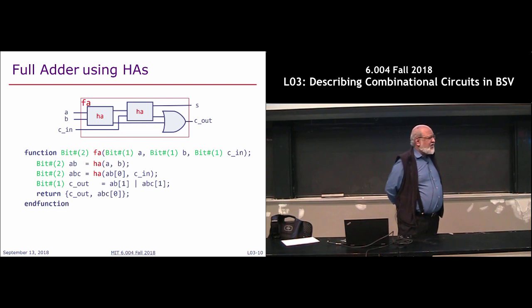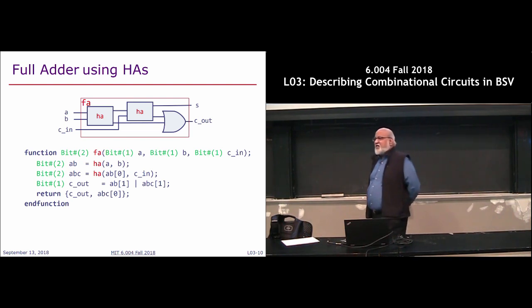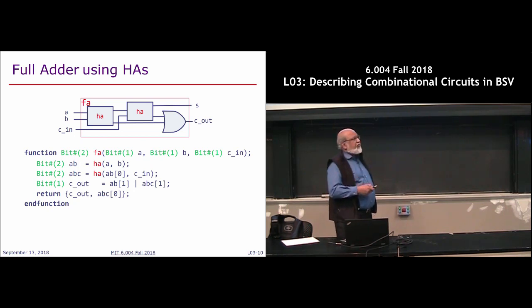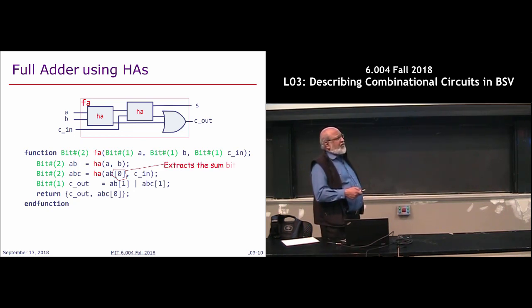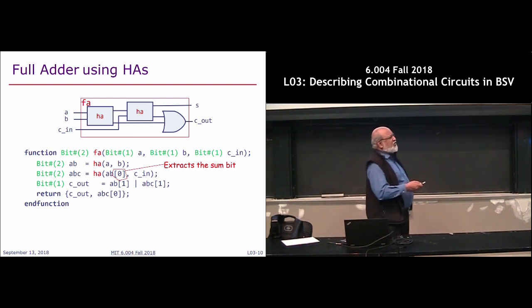You want the sum bit from it, which is extracted by writing AB0. This extracts the sum bit. So you're now feeding both of these to another half adder. It's going to return another 2-bit quantity ABC, which has a sum bit and a carry bit. And we know that the carry out is actually, if you have either a carry bit coming out of AB, or a carry bit coming out of ABC, then that's the carry out bit. And what I'm returning here is the sum bit that came out of ABC. You can see that. It's the output from the second half adder over here.